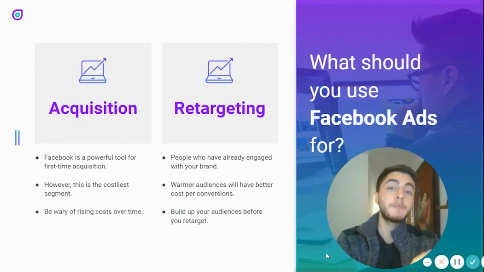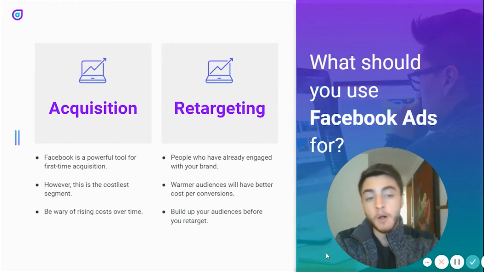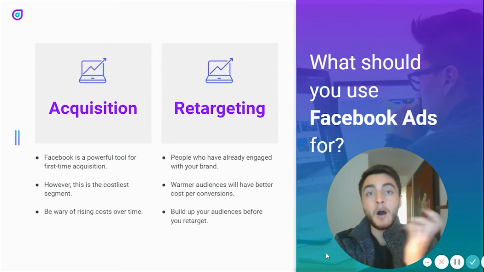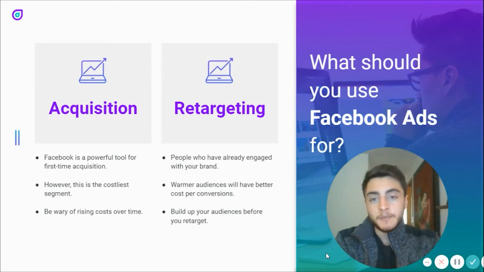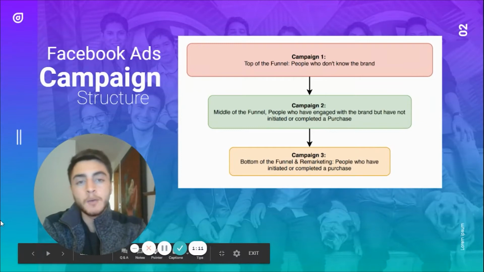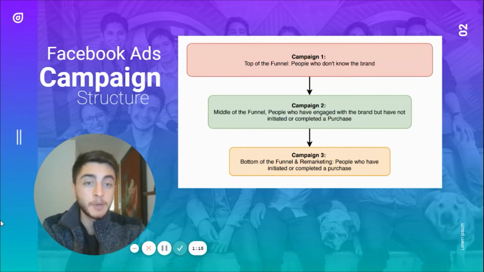At the same time, you want to retarget customers that have already engaged with your brand, whether it's on Facebook or on other channels, on Facebook ads. This means basically that you want to show ads to people that have already engaged with your brand, because these warmer audiences will convert at a cheaper cost per conversion, and it'll still help you round up your bottom line metrics. This is why we normally divide our campaign structure into 3 different campaigns on Facebook ads.